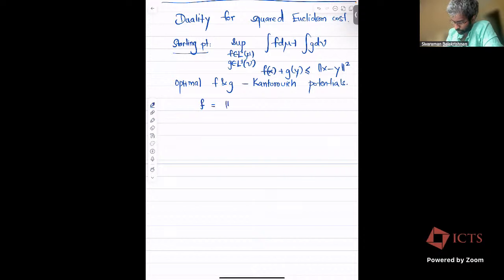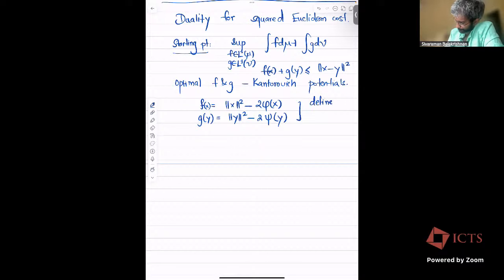For every f, it's in one-to-one correspondence with a function, I'll call it phi, and similarly for g of y, I can write it as the norm of y squared minus 2 times some other function at y. Right, so I'm defining phi and psi this way. Okay, everyone good so far?